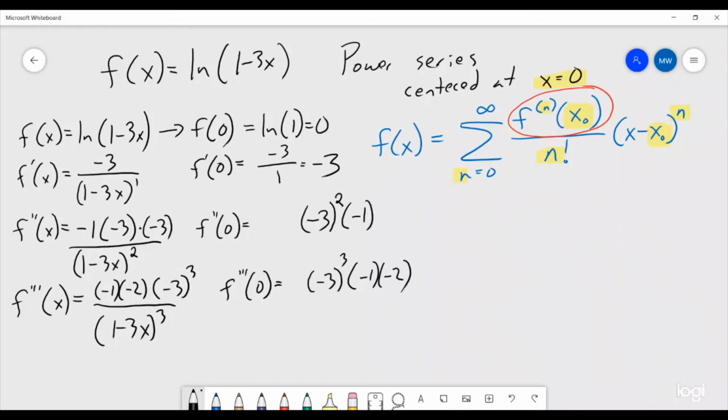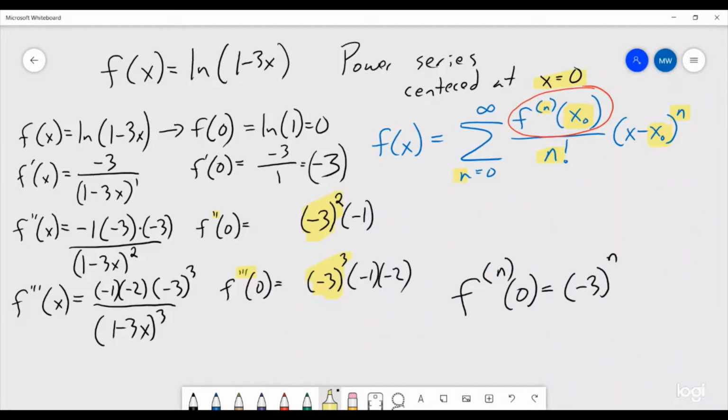And now we're going to try and see if we can predict a nice pattern. One nice thing that we have is negative 3 squared, negative 3 cubed. So we are probably going to say that our nth derivative at 0 is probably going to have a negative 3 to the n. Because when n is 3, we got negative 3 cubed. When n was 2, we got negative 3 squared. When n was 1, we got negative 3, and so on.